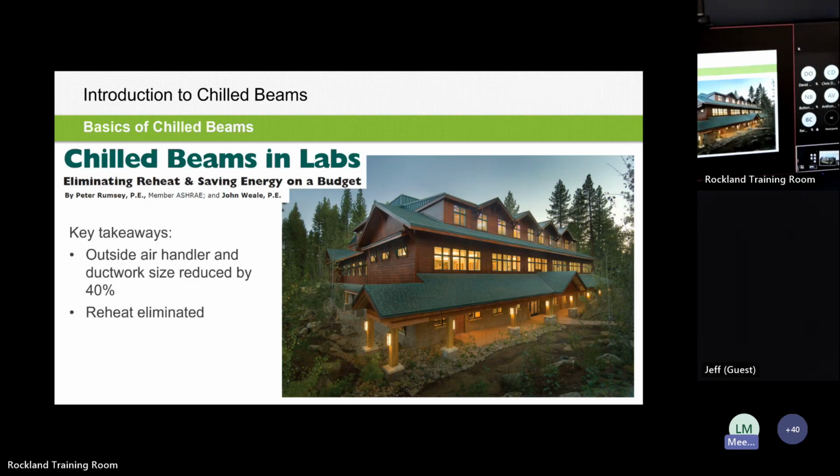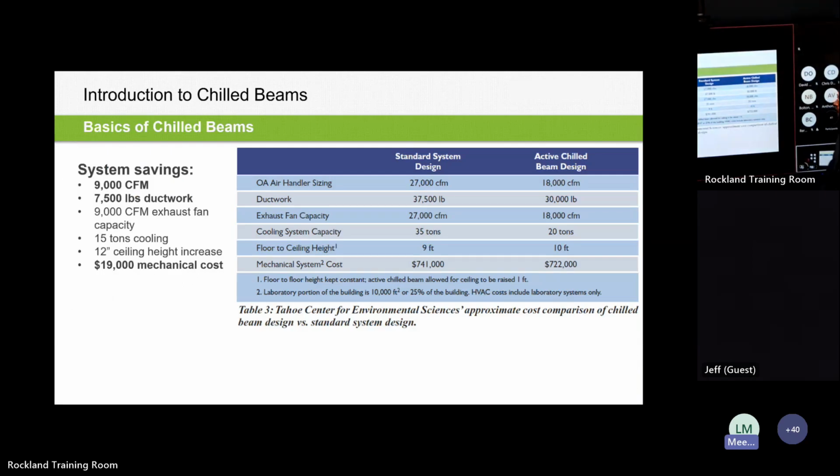So when we talk about laboratories, and this is actually an older ASHRAE article, chilled beams, like I said, have been in the industry for over 2 decades now, just in North America. Over in Europe, it's been utilized for a lot longer. But this was a study published in an ASHRAE journal article, and key takeaways: eliminating that reheat was really big for them, and also reducing the outside air handler and ductwork size contributed to a number of these savings. This was taken from the Tahoe Center, which was the highlight project in that ASHRAE journal article.